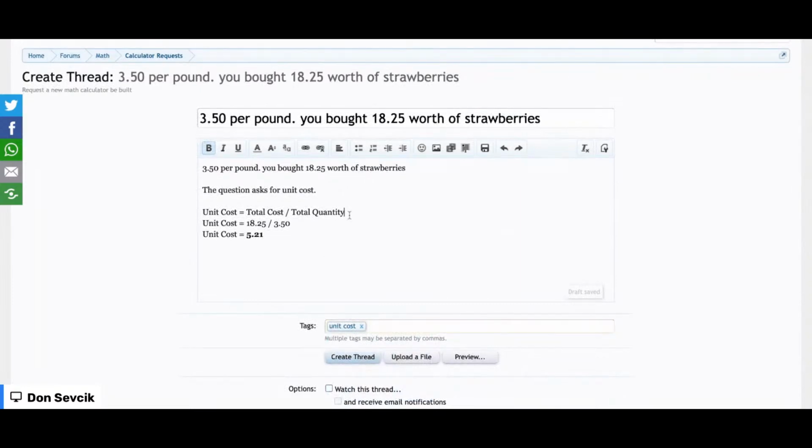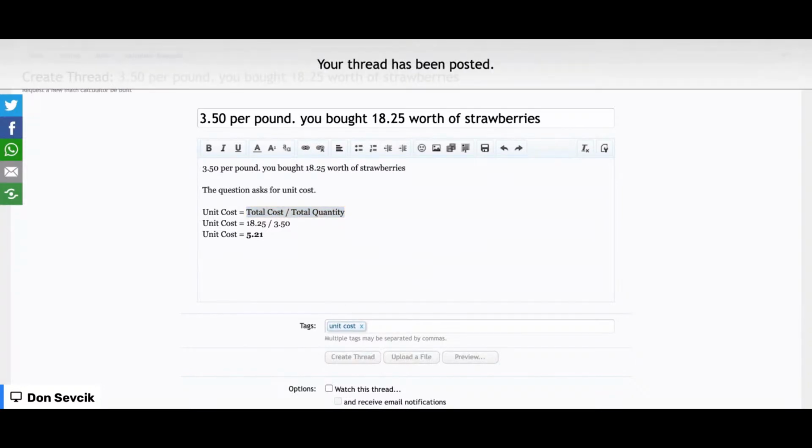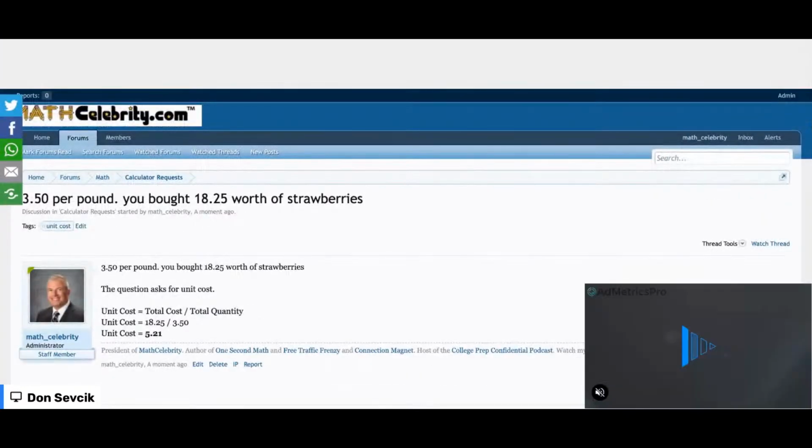Anytime you see these types of problems, this is the formula you always use. You'll be given some price for some quantity, and they're asking for how much is one of whatever they want. So 1 strawberry, 1 apple, 1 box, 1 lunch, and this is how you get that.